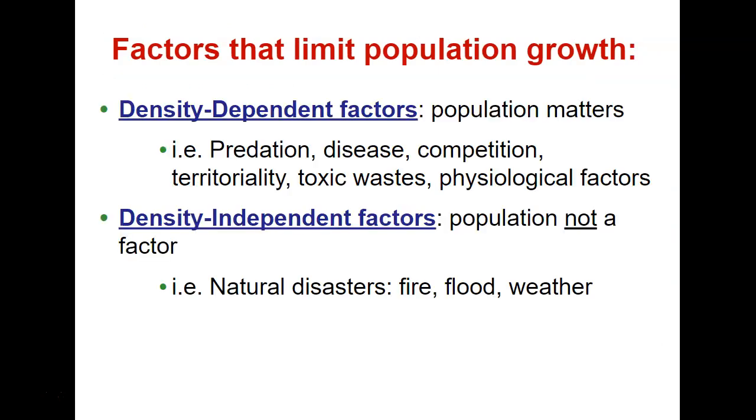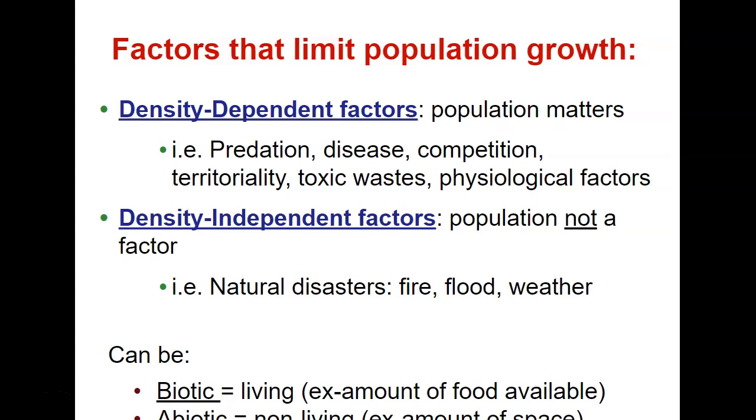Okay, so what actually limits these things? There are density dependent factors, which determine or are determined by population. So density is an important piece to this. That's when you think about when the number of individuals matters. In this case, predation, disease, aka coronavirus right now, competition, territoriality, meaning fighting for a certain amount of territory, waste, and any other physiological factors. So when the number of individuals actually makes a difference, it's a density dependent factor.